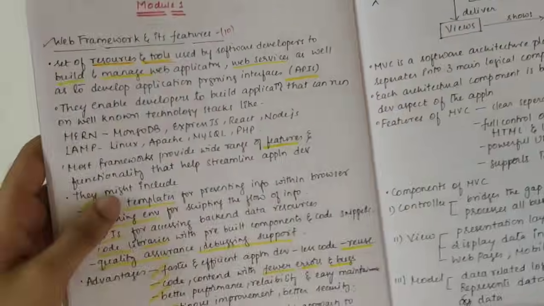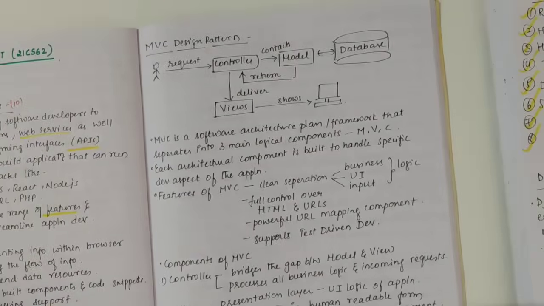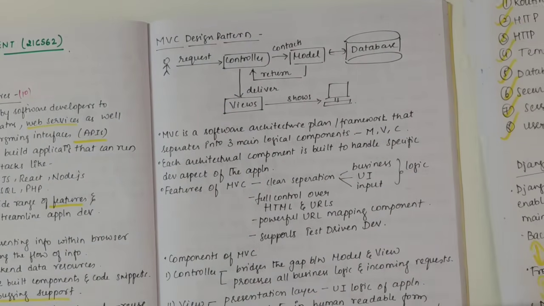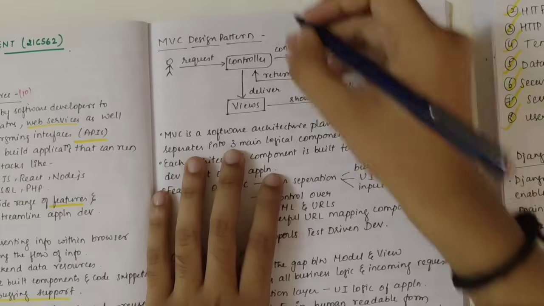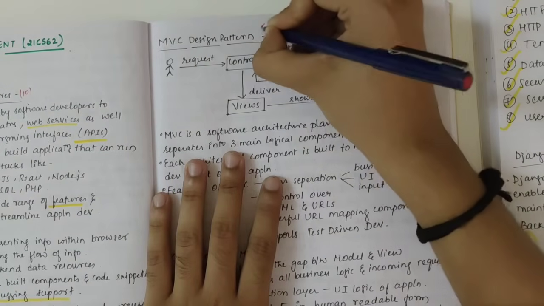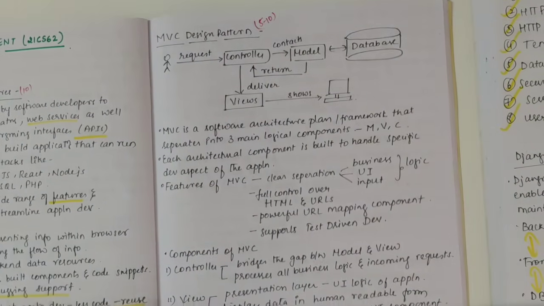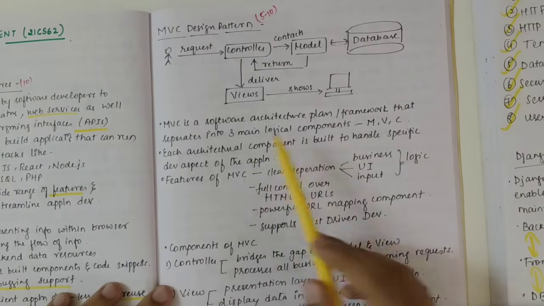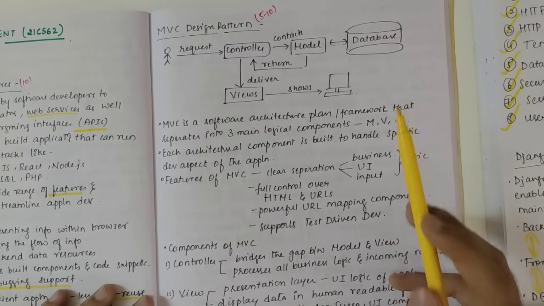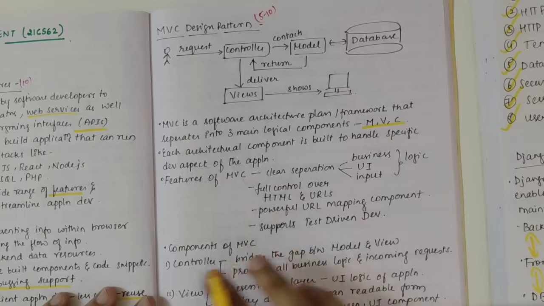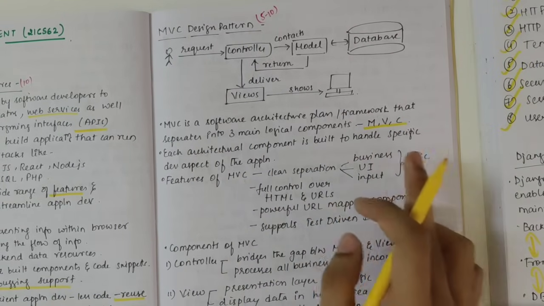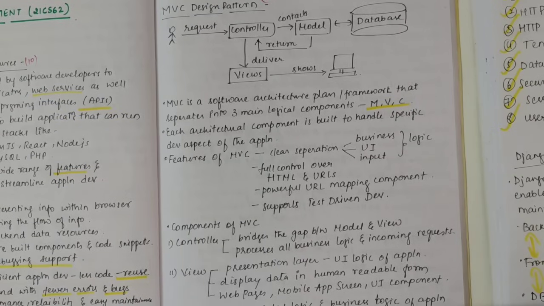Let's move further, look into the next topic we have, MVC design pattern. MVC design pattern, this is a must question. So this could be asked for 5 or 10 marks. Depending on the question, you should write the answer. Okay. So MVC is a software architecture plan or a framework that separates into 3 logical components: model, view, and controller. Okay. So each architectural component is built to handle a specific development aspect of the application.